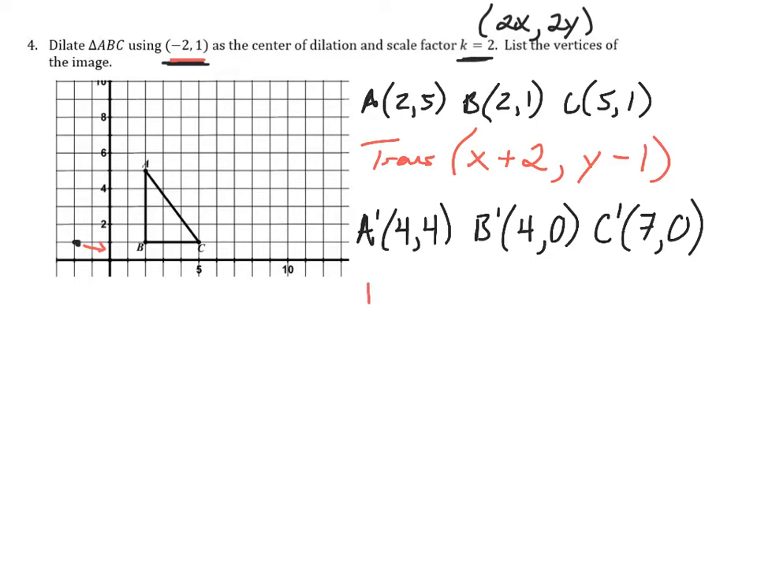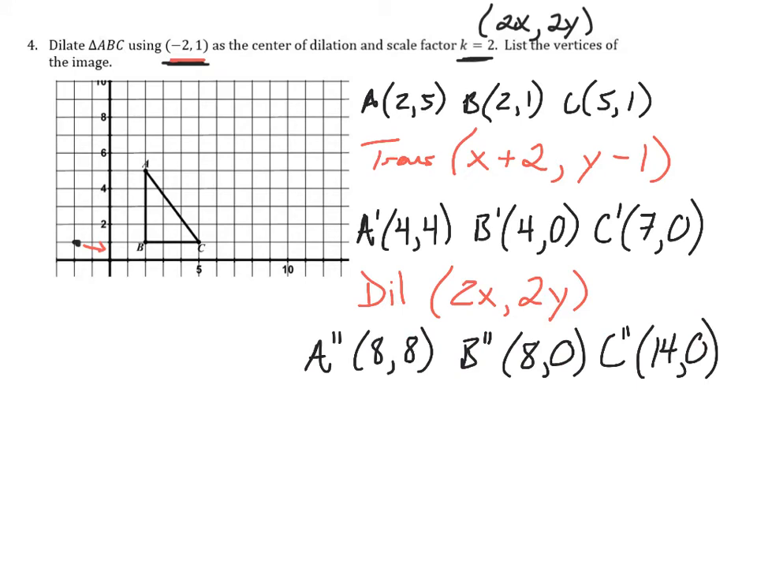Next thing I want to do then is dilate it. In order to dilate it, I'm going to multiply my x coordinates by 2, and I'm going to multiply my y coordinates by 2. So now I've come up with my double primes. So now the figure has been dilated, but it's been dilated with the center as the origin.